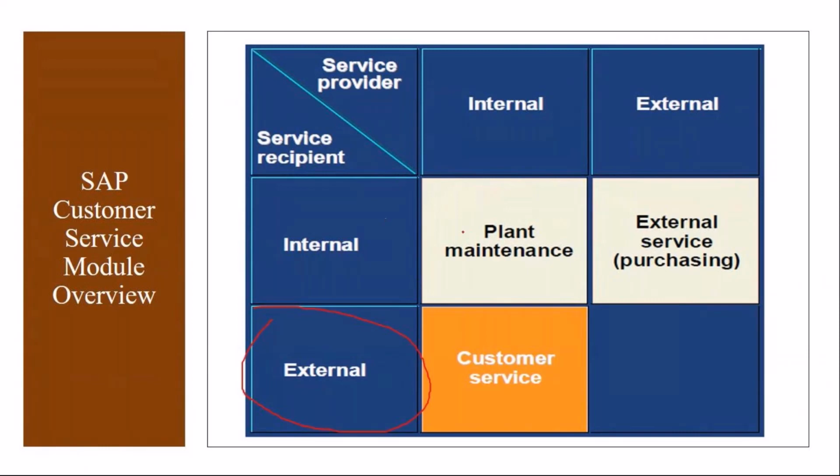Now, the SAP customer service module is basically external. Whenever a manufacturing organization is doing manufacturing activities, they need machinery to produce the products. If that machinery or equipment has any problem, the internal team will normally take care of those activities. That comes under plant maintenance. You are taking care of your internal, in-house machinery which is used for producing the products.